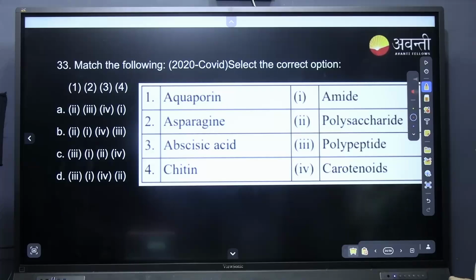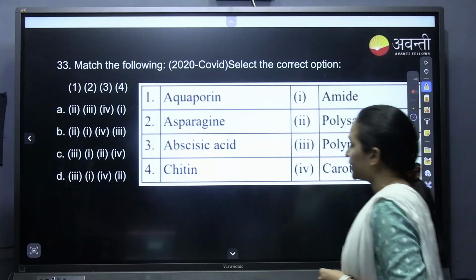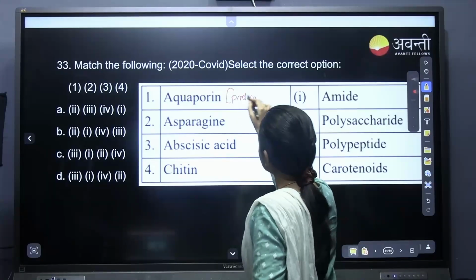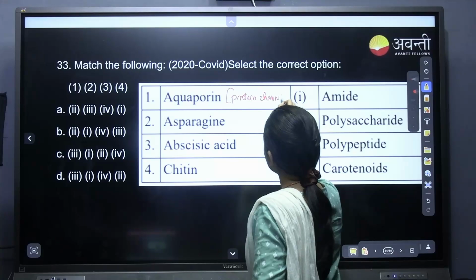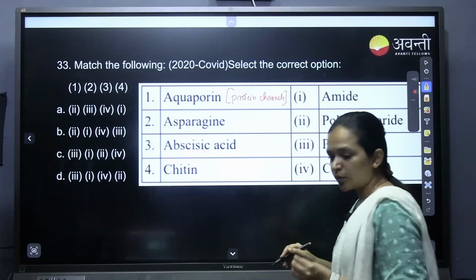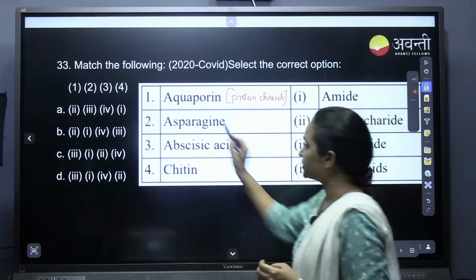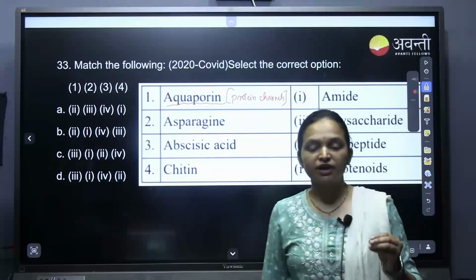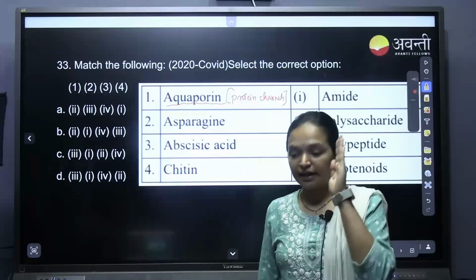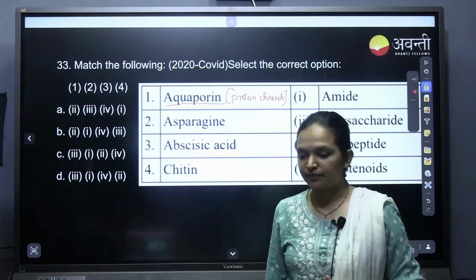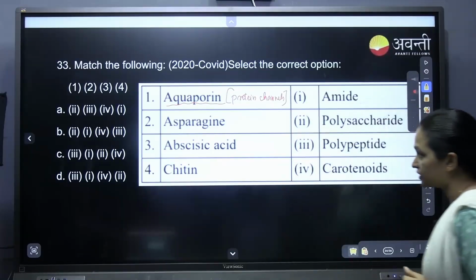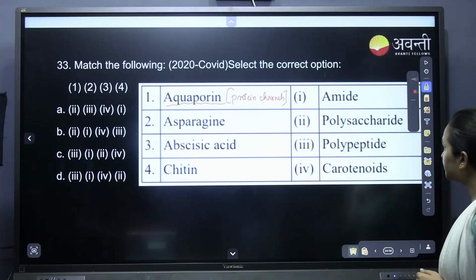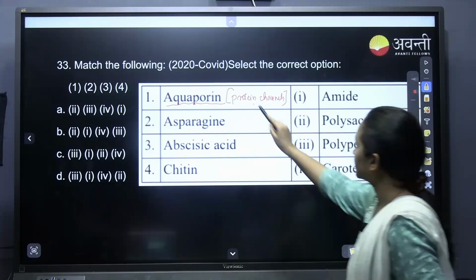Match the following. Aquaporins. Aquaporins are the protein channels. If the water has to come in and out, the aquaporins actually help the water to come in and out of the cell. These aquaporins are situated in the cell membrane, transmembrane proteins. So aquaporin is a protein.